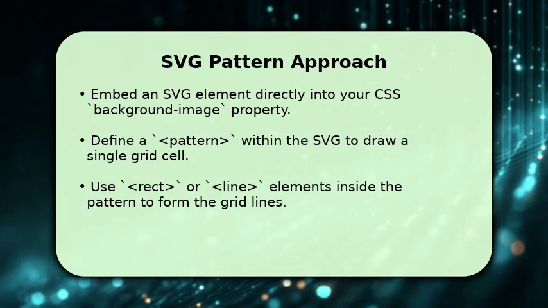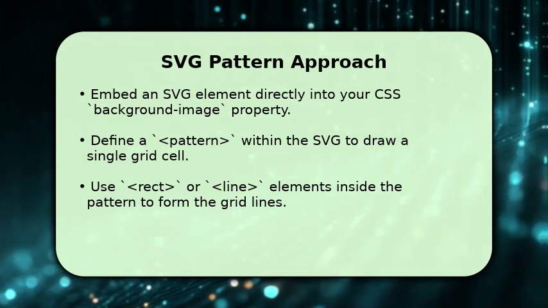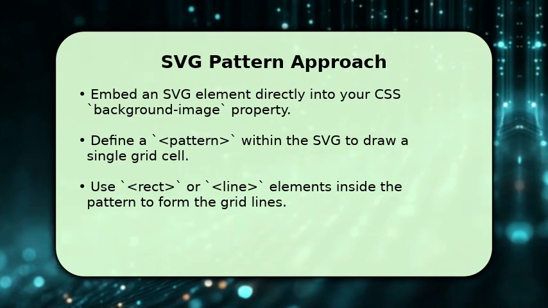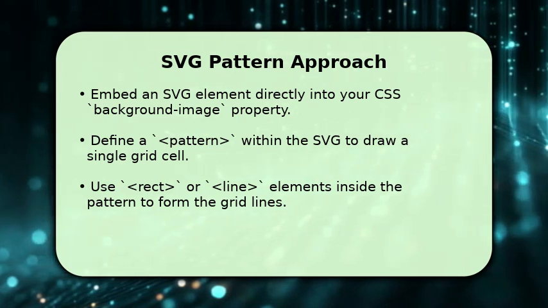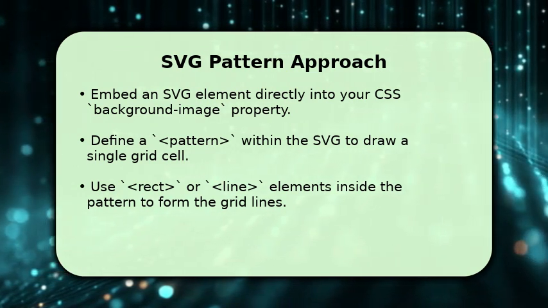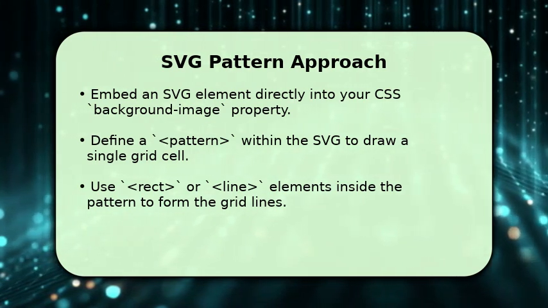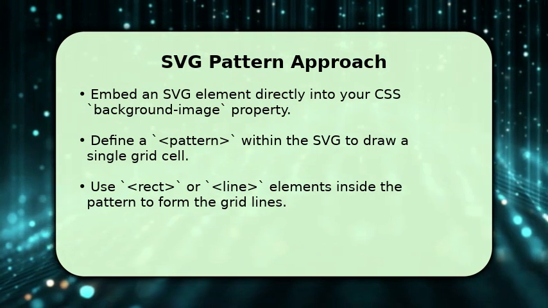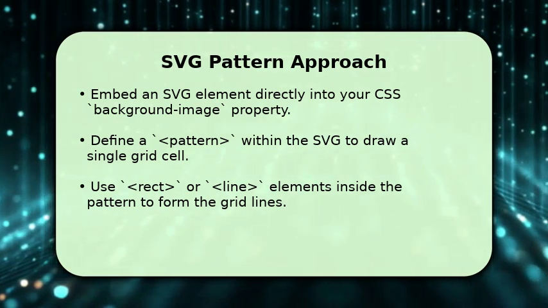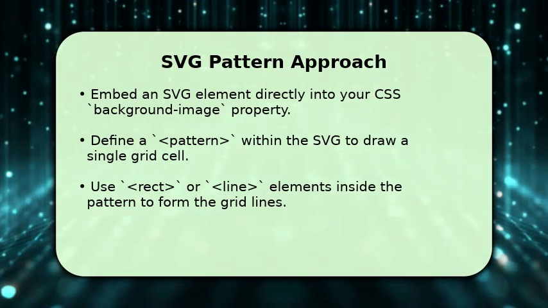Another powerful technique involves using an SVG pattern for your grid background. You can embed a small SVG directly into your CSS background image property. Within the SVG, define a pattern element that draws just one repeating unit of your grid. For instance, you could use two lines to form an L shape, representing a corner of your grid cell. This approach provides precise control over line styles and shapes.